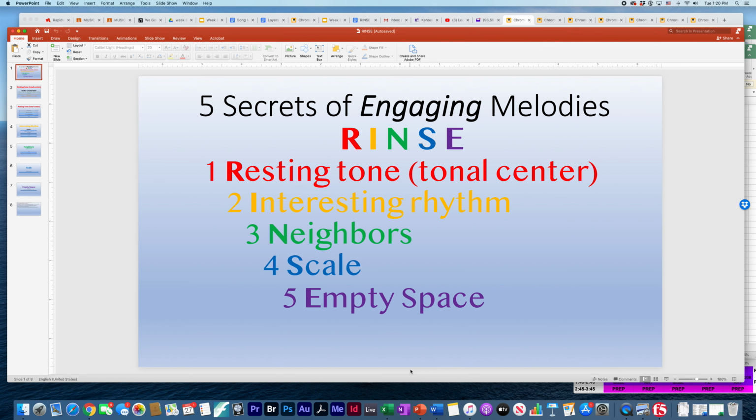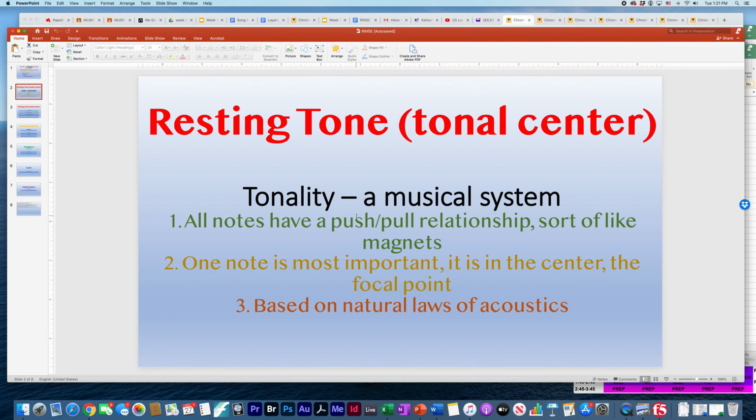All right, let's begin. I thought it would be helpful for students if I could write an acrostic to represent each of the words of the 5 secrets. So the acrostic is RINSE. R stands for resting tone. I stands for interesting rhythm. N stands for neighbors. S stands for scale. And E stands for empty space.